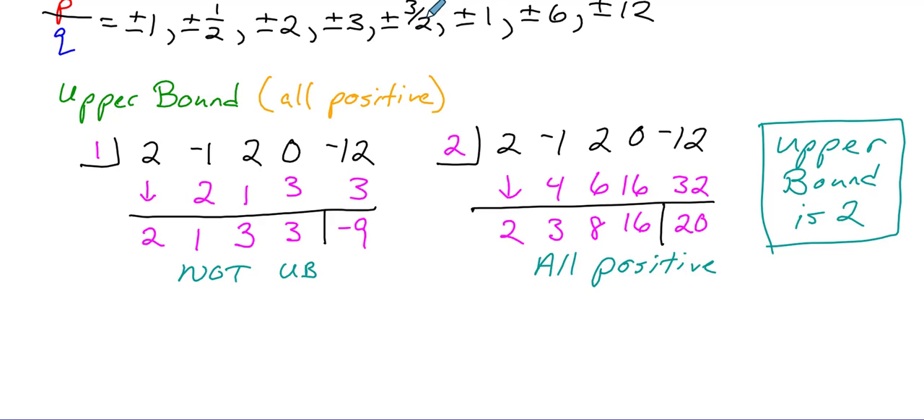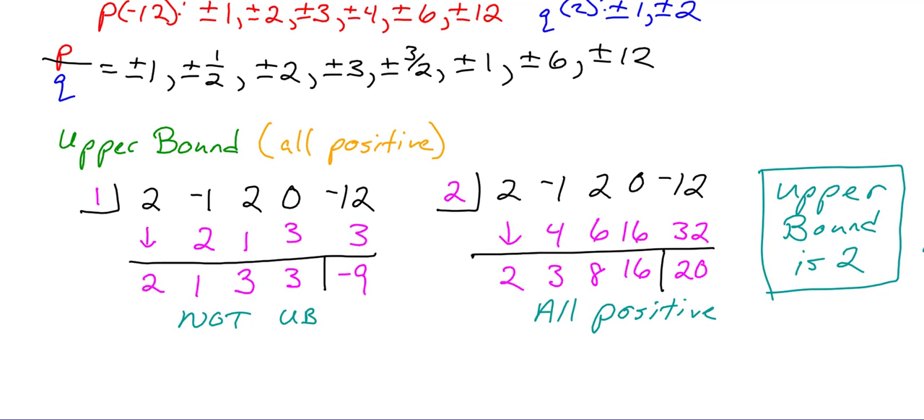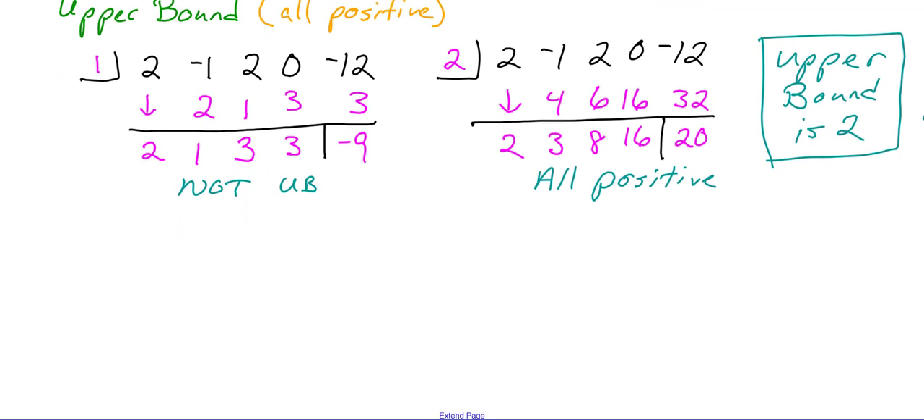1, 2, 3. Wait, 1, 2, 3. Why did I list -1 twice? Oh, this is supposed to be a 4. That's what that is. Okay. So we can see we've cut off 1, 2, 3, 4, 5 numbers that we don't have to look at for zeros, because we know our upper bound is 2, and if we're looking for zeros, we don't need to look at those 5 numbers now. Okay? So let's look at the lower bound.